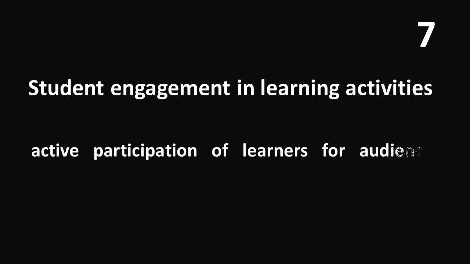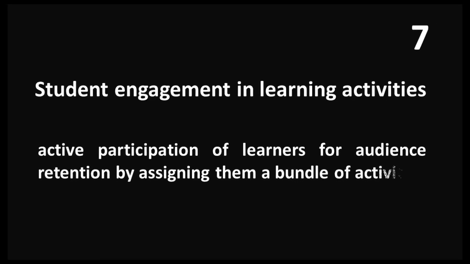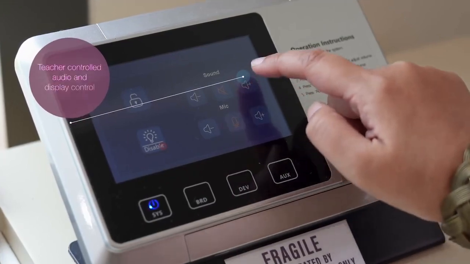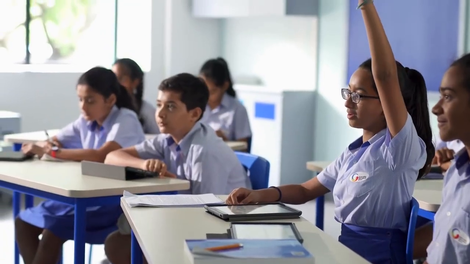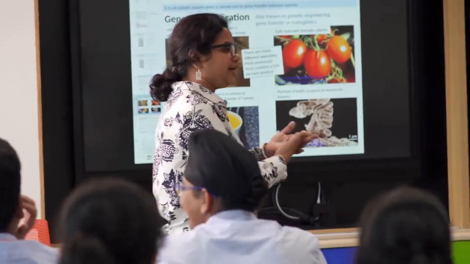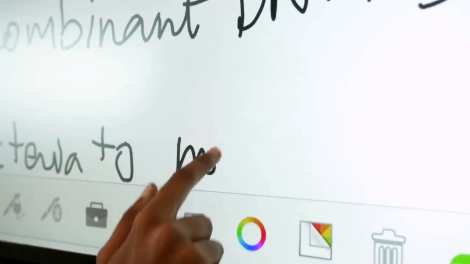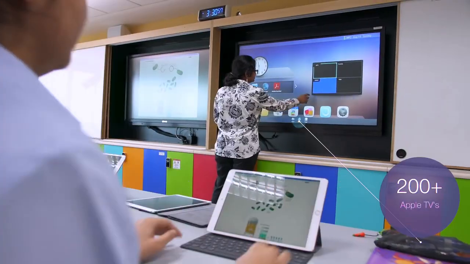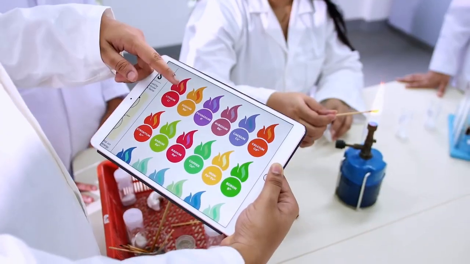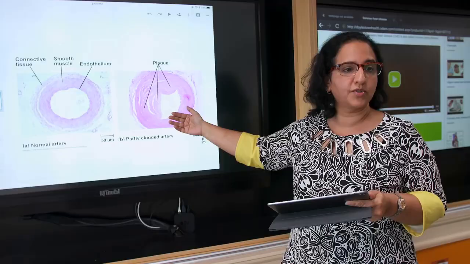Next is keep engaging the learners by performing a bundle of activities. As long as you stay online, learners must be continuously doing something related to the topic under learning. Surely, you will not be physically present in the classroom, but there are many ways to make yourself known in the digital realm and ensure active participation of learners for audience retention.